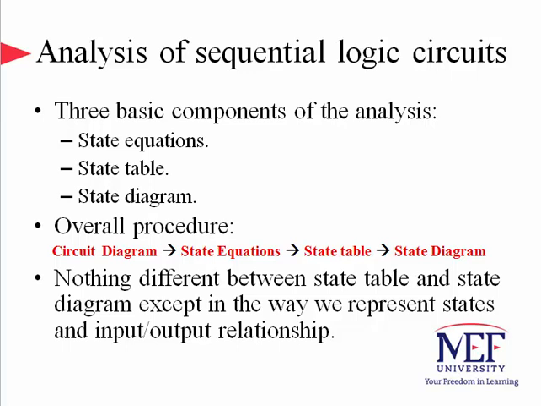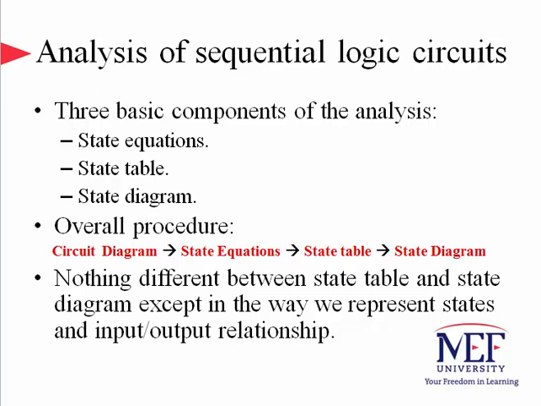The second important tool is the state table. A state table is used to enumerate all of the possible present and next state conditions with the corresponding input and output values that are going in and coming out of the system. This table can be found using the state equations by walking through all possible input and state combinations. The final tool, which is not much different from the state table's representation, is called the state diagram. A state diagram is another way of representing the state transitions and input-output relationship of the state table.